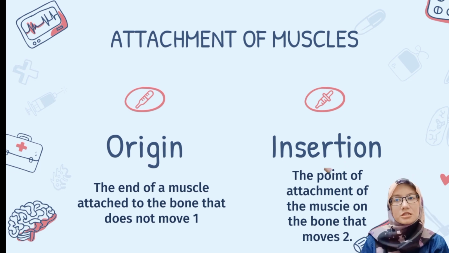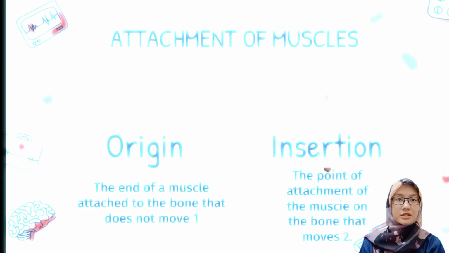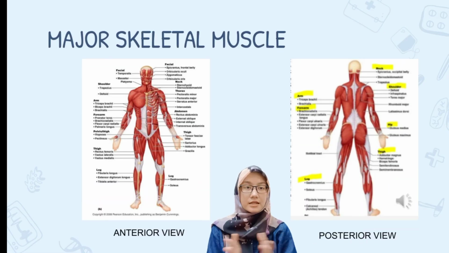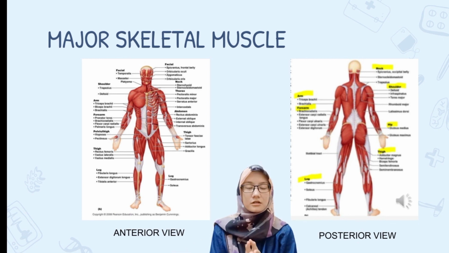The insertion is usually distal or further away, while the origin is proximal or close to the body. Relative to the insertion, for example, one could say the wrist is distal to the elbow. Conversely, you can say the elbow is proximal to the wrist. Okay, let's note this before I end my presentation.